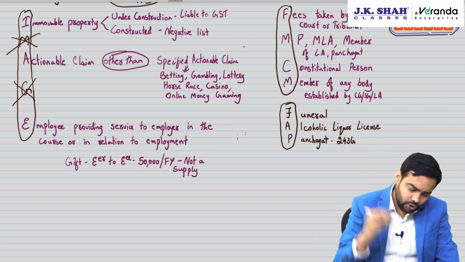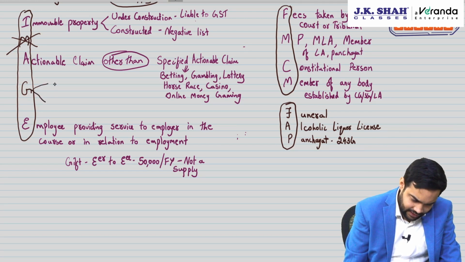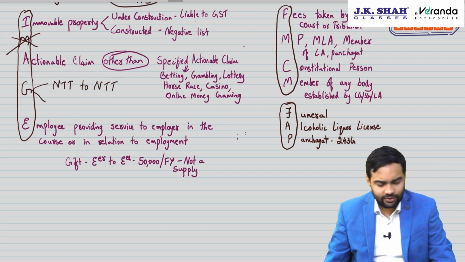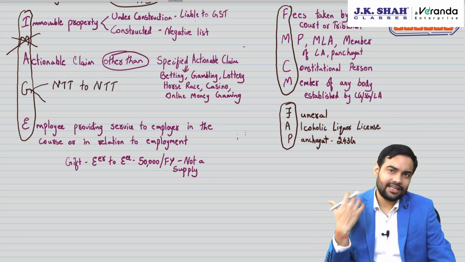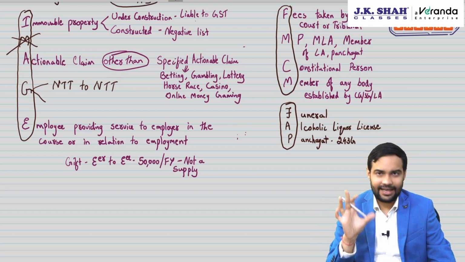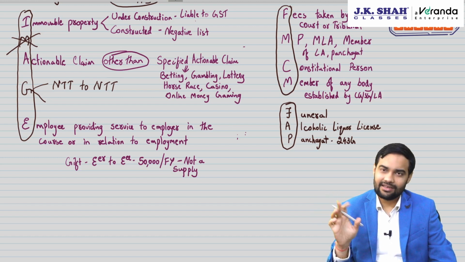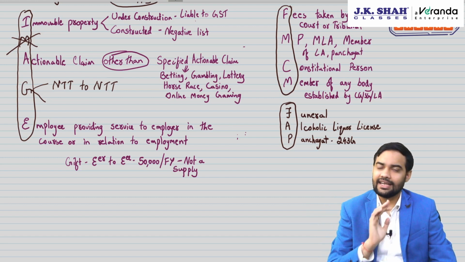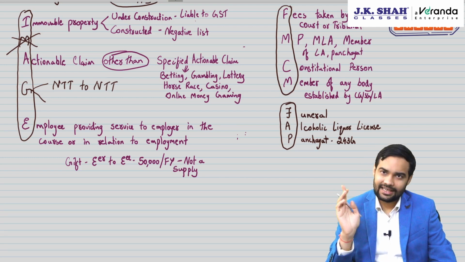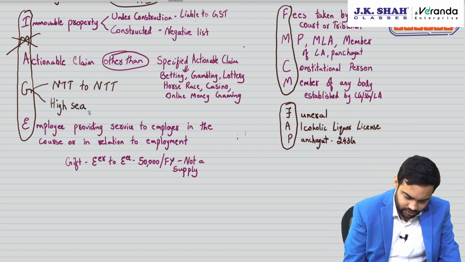Now, two very important transactions which I will add for G. Non-taxable territory to non-taxable territory. That means the goods are going from one non-taxable territory to another non-taxable territory. What's non-taxable territory? Outside India. What's taxable territory? India. So from one non-taxable territory to another non-taxable territory is covered by negative list. So if the goods are going from US to Sri Lanka without entering India, then in that case it is covered by negative list. Then we have high sea sale or warehoused goods.